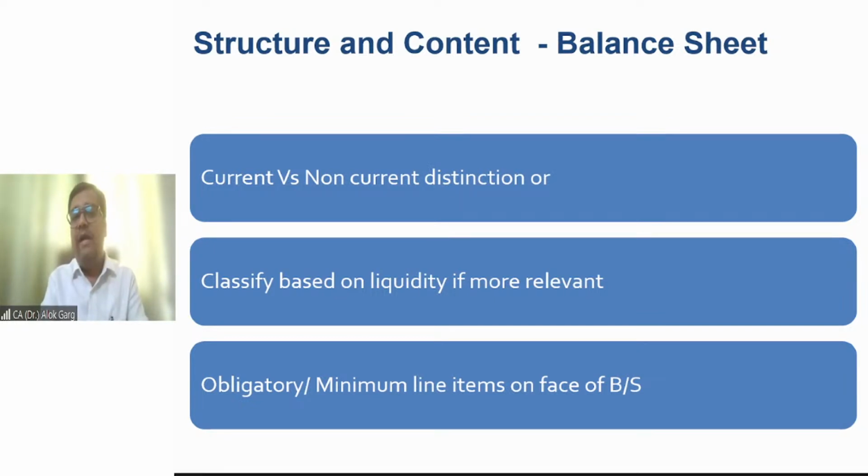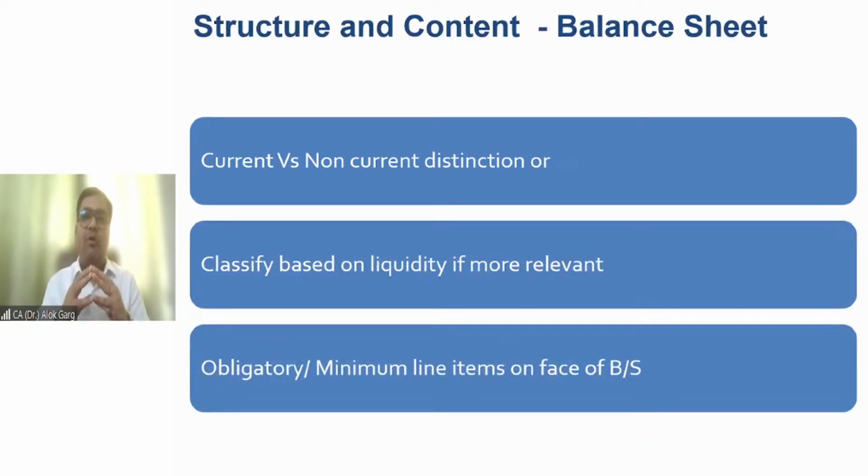So friends, now I am going to discuss each and every component of the financial statement, right? Friends, let's talk about the structure and content of the balance sheet. Standard says that the entire item of the balance sheet needs to be classified between current and non-current, right? You are aware of that. So this is the same requirement which is there in ICAI also, right? So the entire numbers has to be classified between current and non-current.